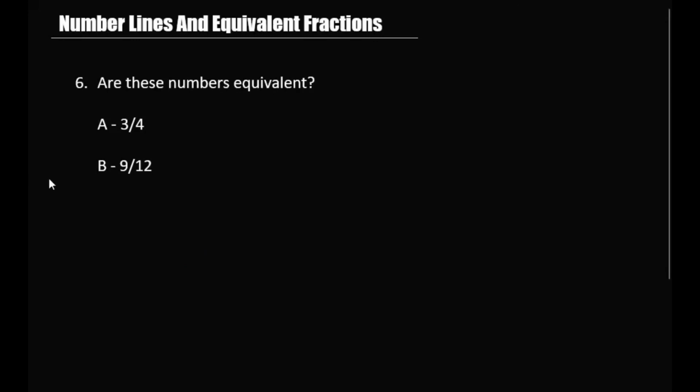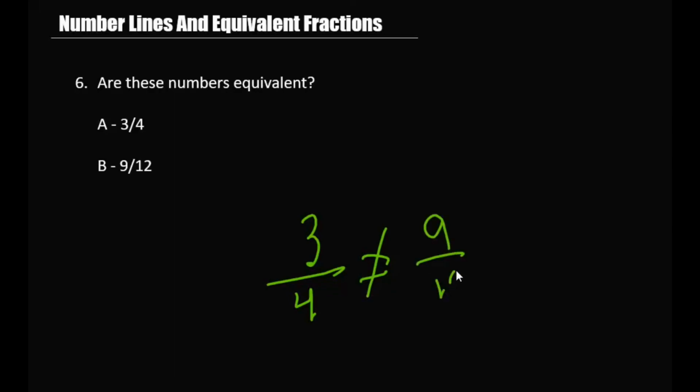Now we're in our last problem. Question 6 is, are these numbers equivalent? So let's just write them down. 3/4, is it equal or not equal to 9/12? The least common multiple of 4 and 12 is 12. 3 times 3 is 9, and 4 times 3 is 12.